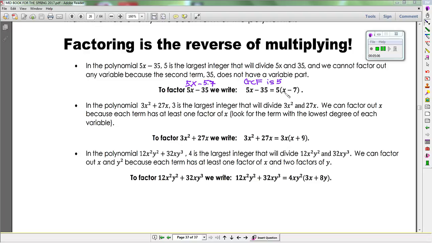So we factor the greatest common factor out, and then we take each one of the given terms divided by the greatest common factor and put them inside the parentheses. So 5x divided by 5 gives us x. And the next term, 35 divided by 5, gives us 7. This is how we get the number 7. And by the way, we do have a negative sign, so we bring the negative sign along.